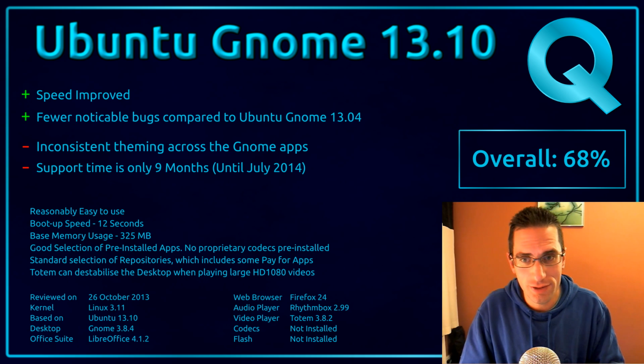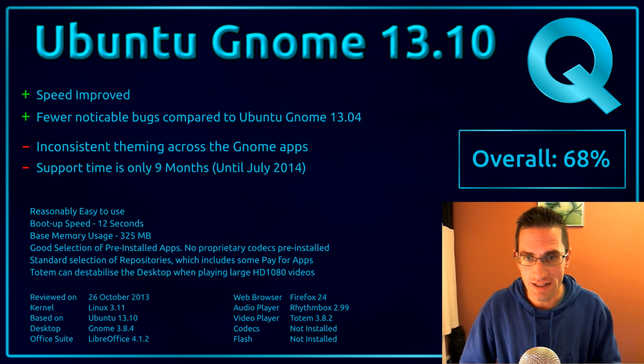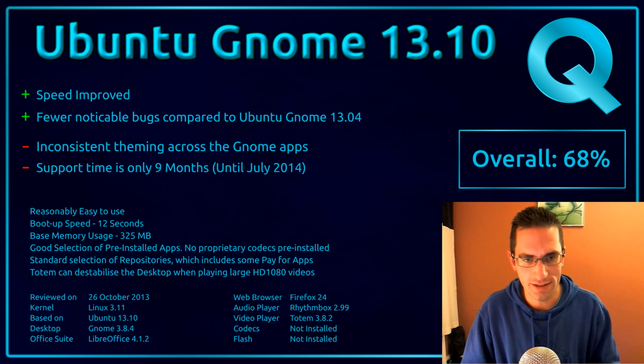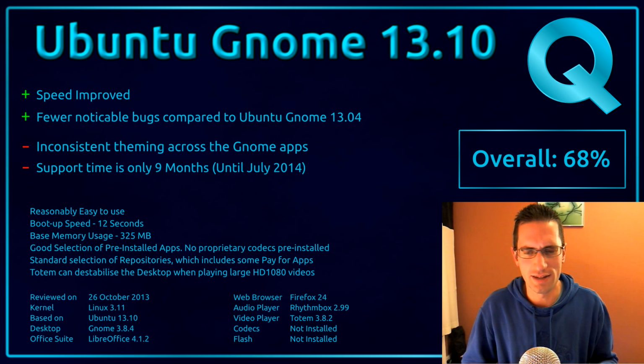Here's what I thought of Ubuntu GNOME 13.10. So the speed has improved and there are fewer noticeable bugs compared to Ubuntu GNOME 13.04. However, the disadvantages are that there's still inconsistent theming across the GNOME applications, particularly on the backgrounds and pop-up menus, where some have a black pop-up menu, some have a grey, and some have a lighter grey. It's all inconsistent and messy.